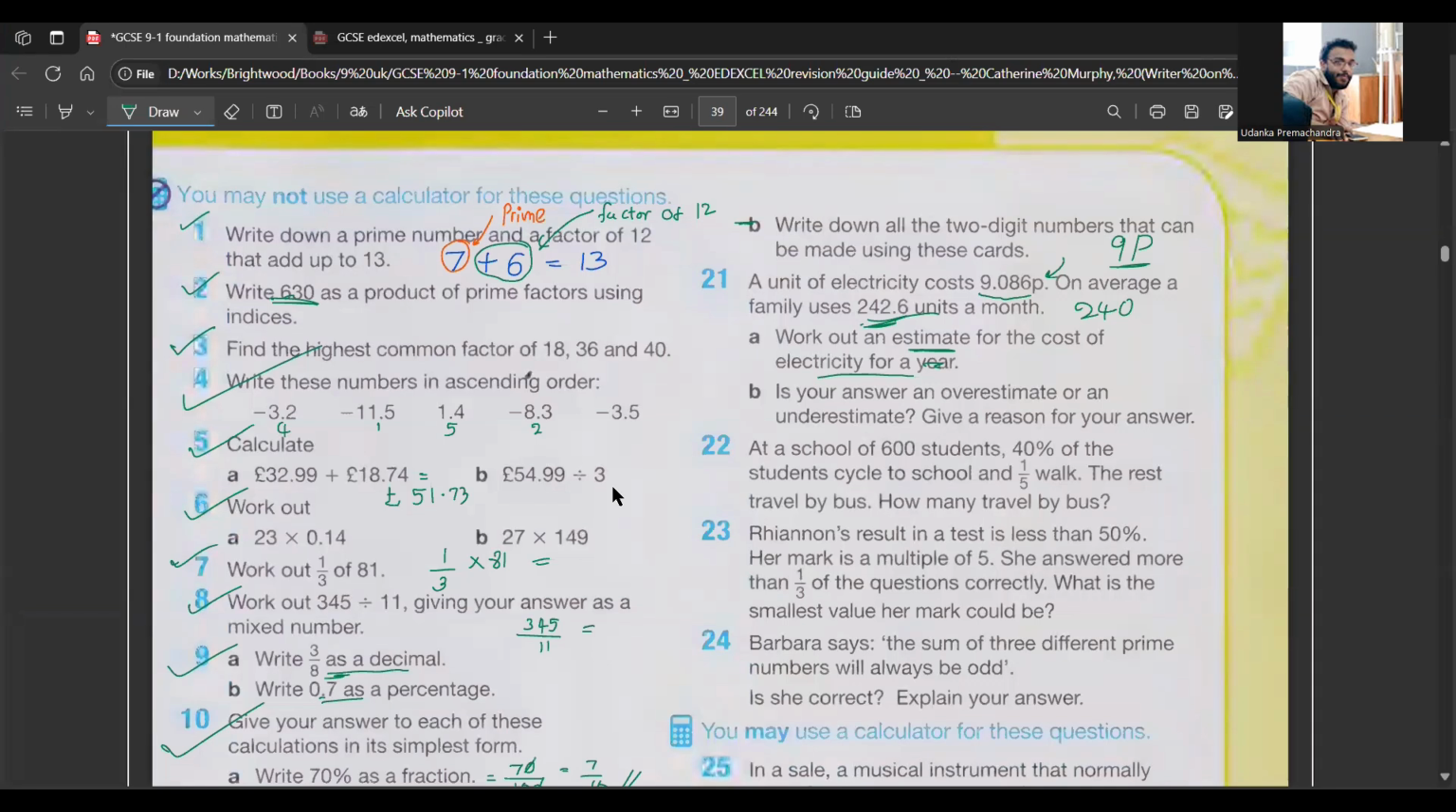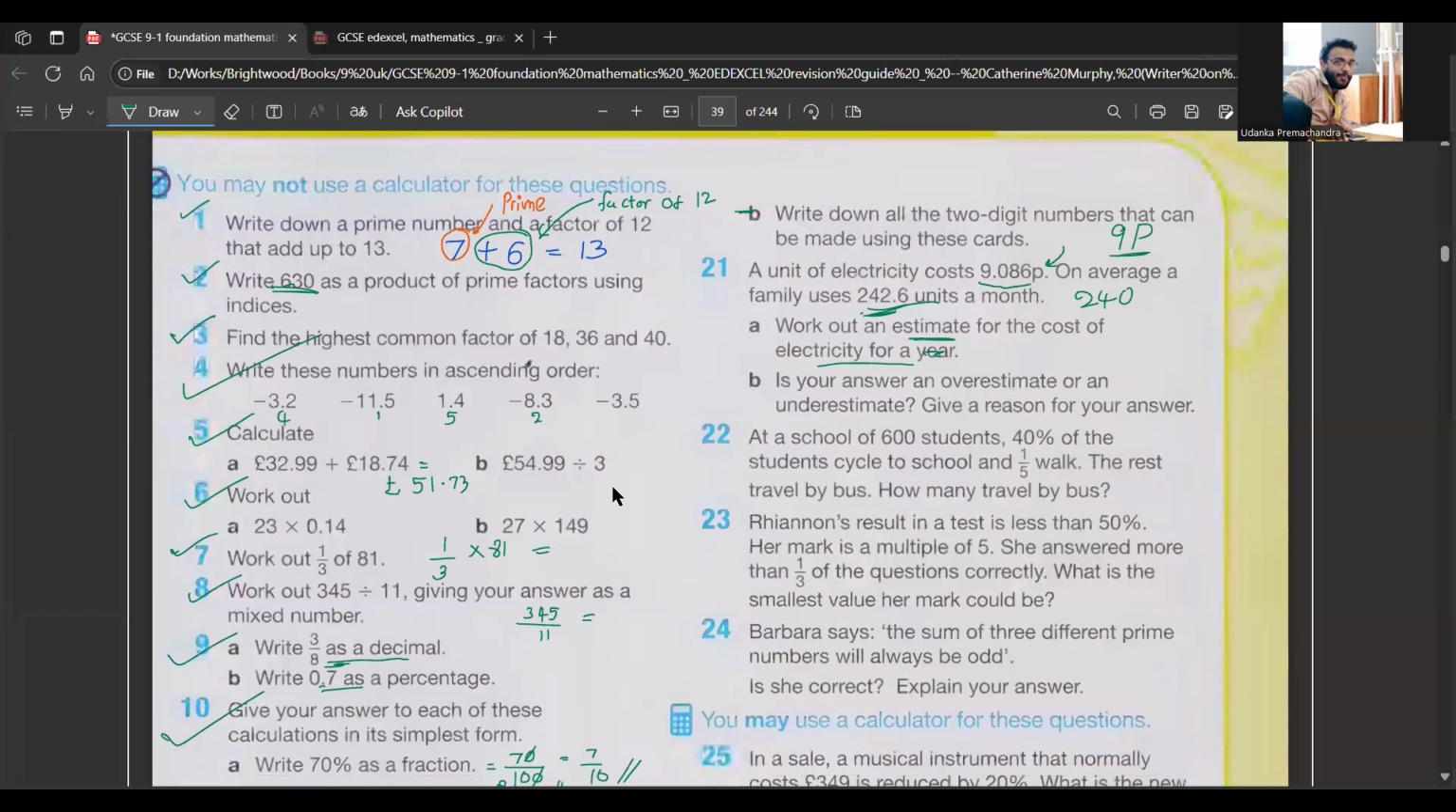Can you try the other questions at home? 22, 23, 24. If you want, you can take a screenshot. We will do them on the next day. We will move on to algebra on the next day. That should be important. If you have any doubt, let me know. Message me.